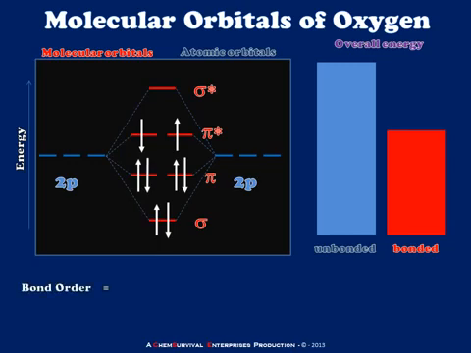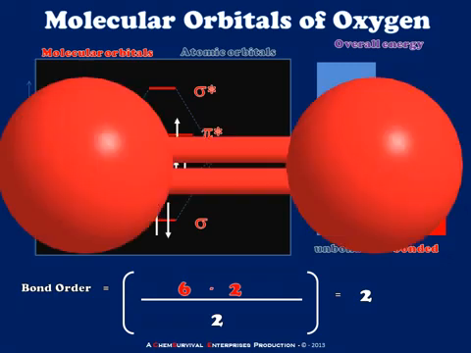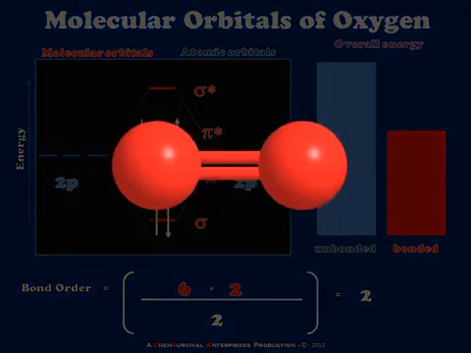The consequence of this should be clear, that the bond order of oxygen is determined by its 6 bonding electrons, but also its 2 antibonding electrons. Therefore, we would expect the bond order in oxygen to be 2. Not only that, but we expect oxygen to behave as a paramagnetic species because it contains 2 unpaired electrons in its antibonding molecular orbitals. And both of these are in fact the case with oxygen.